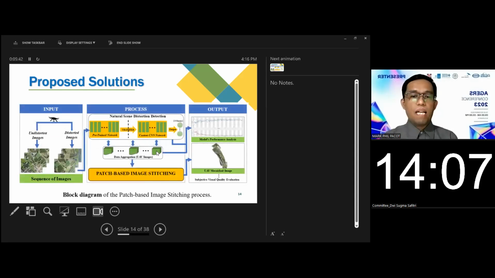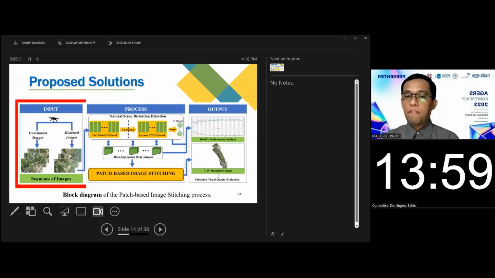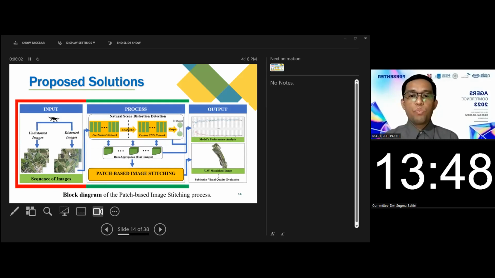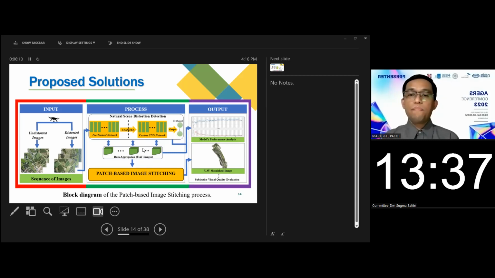We have here a block diagram of our patch-based image stitching process, which is generally composed of three key phases. We have the input phase, where we acquire the list of images containing undistorted and distorted images, but having the correct sequence. Then the process, which has two key components: our natural scene distortion detection and patch-based image stitching, which I'm going to tackle later. And then our output phase, where we generally produce a UAV mosaic image mitigating the visual distortion.